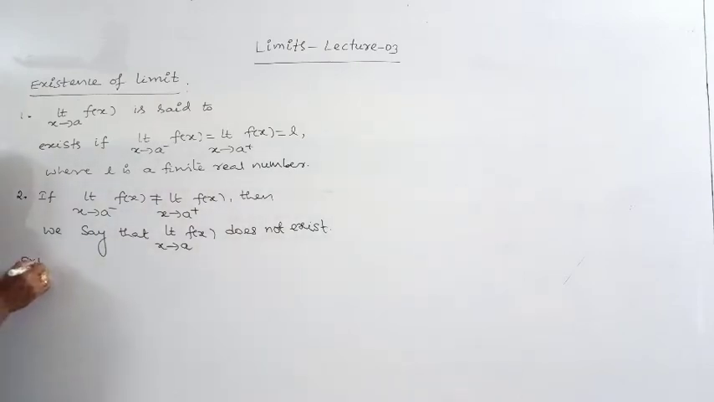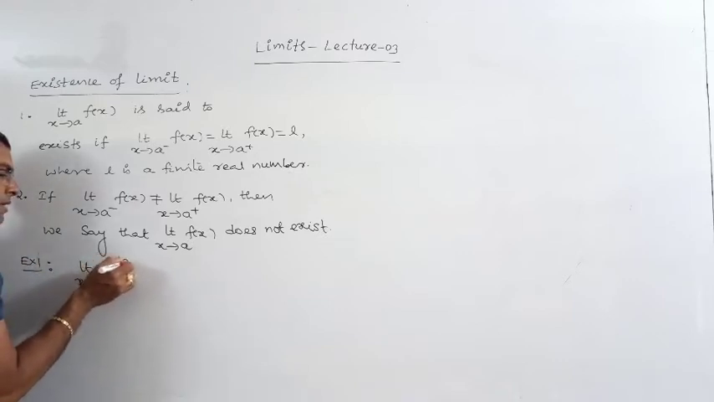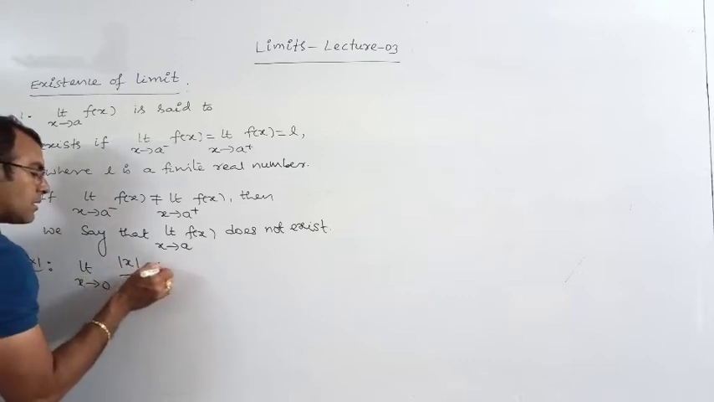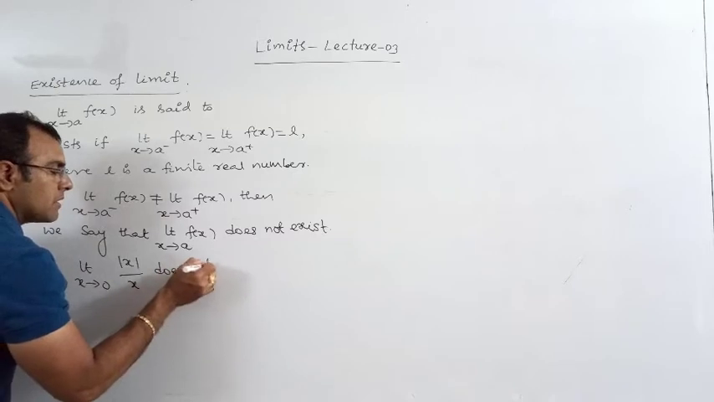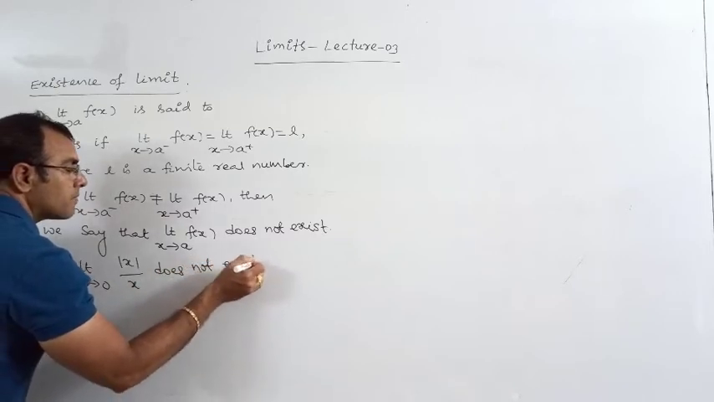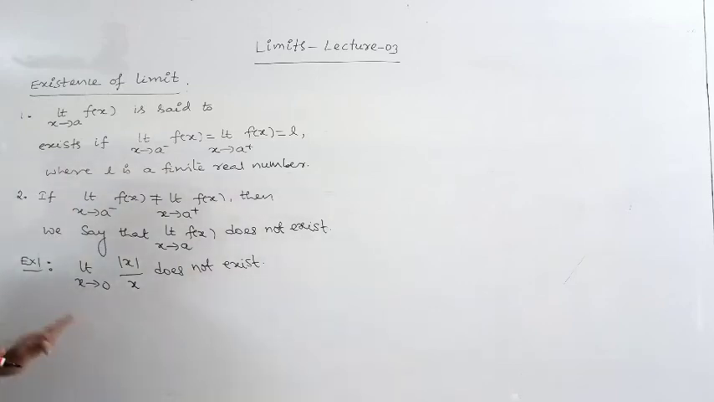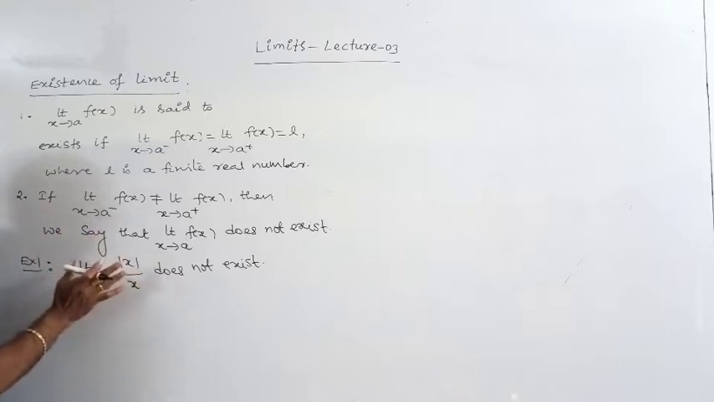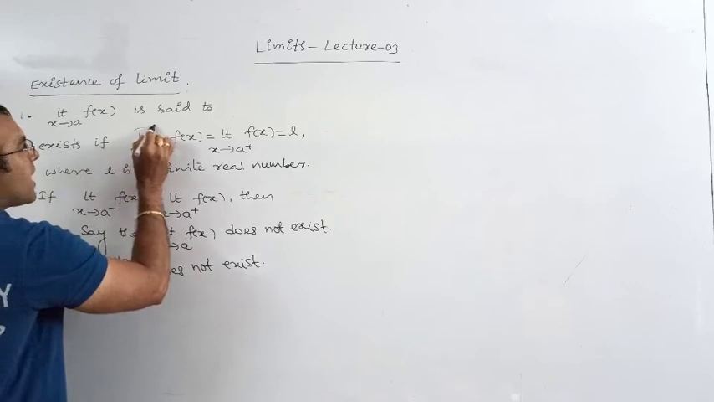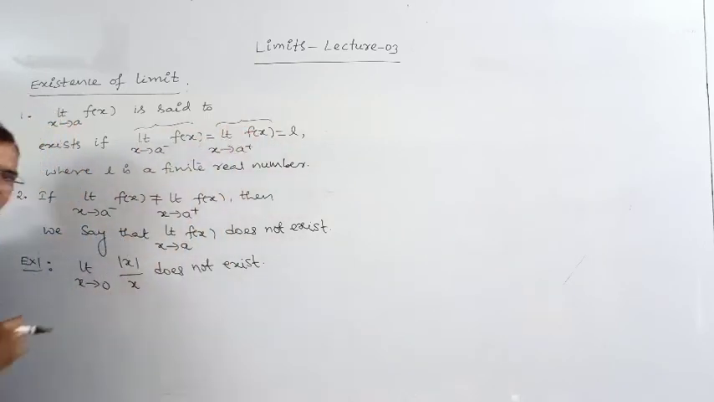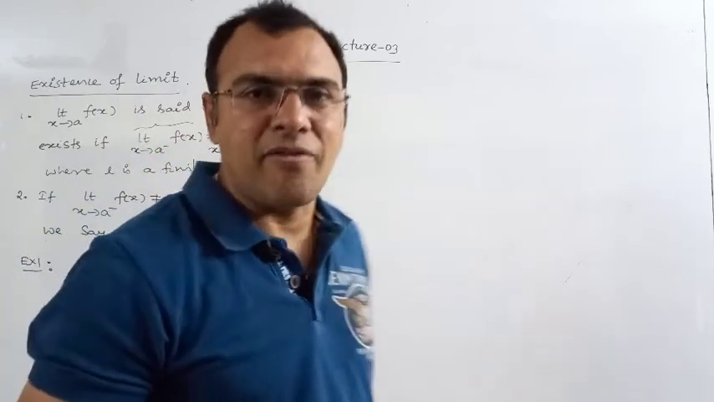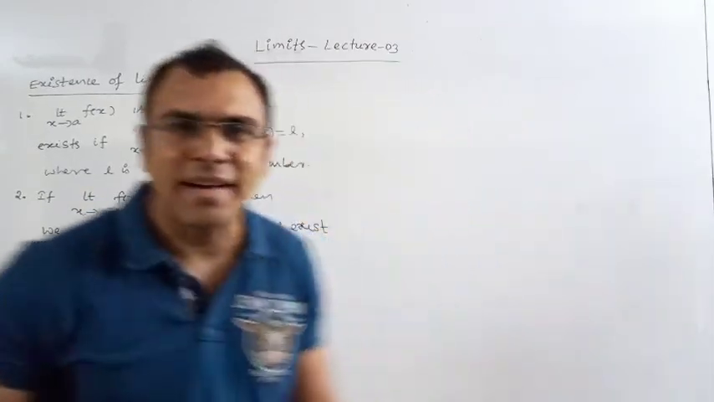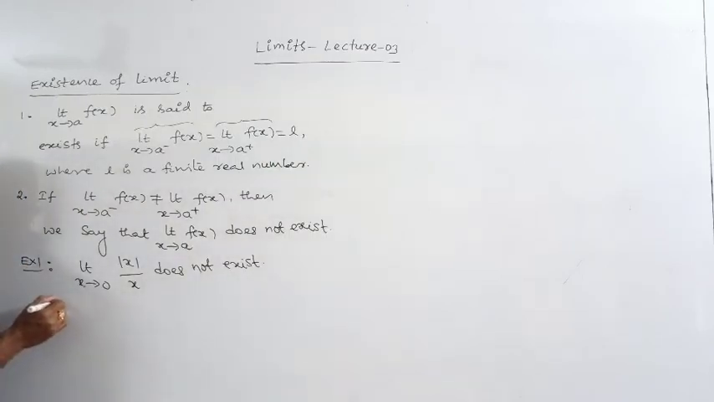Example 1. Limit x tends to 0, mod x by x does not exist. Why? We will see that. So this is the given limit. For the existence of limit, we need to find out left hand limit and the right hand limit. They must be equal to the same finite number. First we will find out left hand limit, LHL.